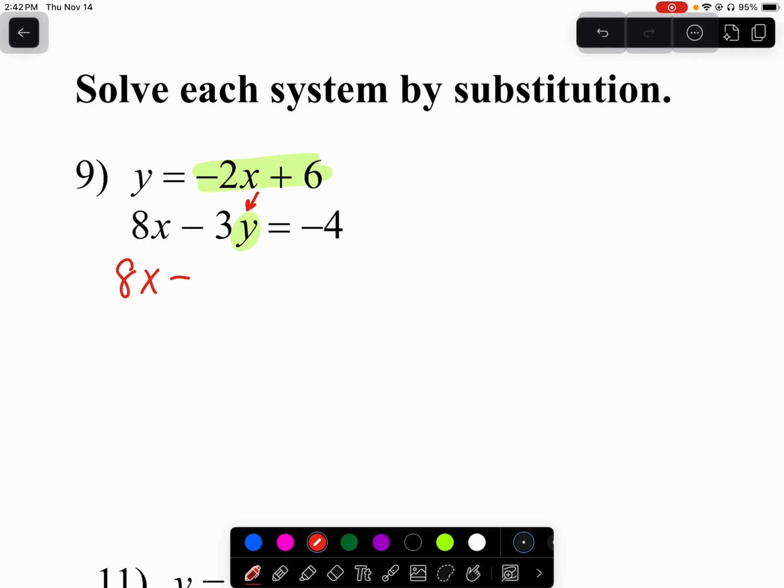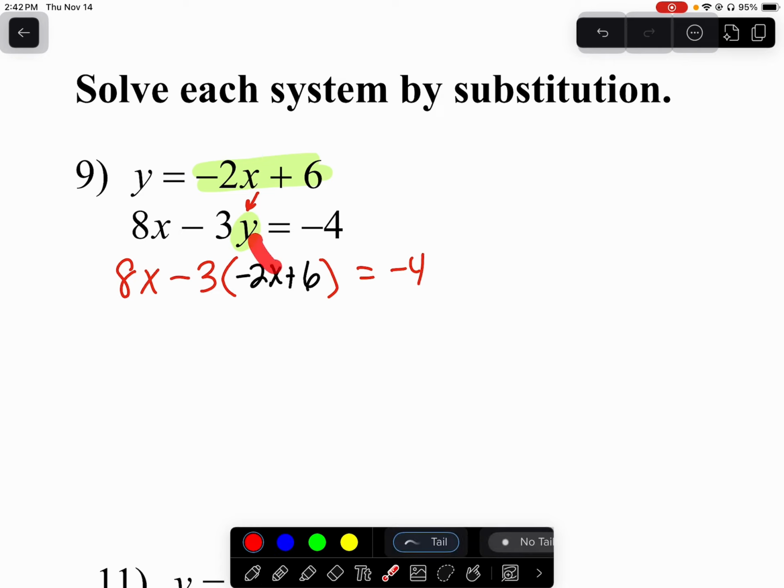So I'm going to take the equation that they have told us what y is equal to, -2x plus 6. And I'm going to put that in the y location. Just again, make sure you use parentheses. Now you have to follow your rules of order of operations and algebra and everything. So let's take this -3 and distribute it. Be careful, you have to take the whole negative with it.